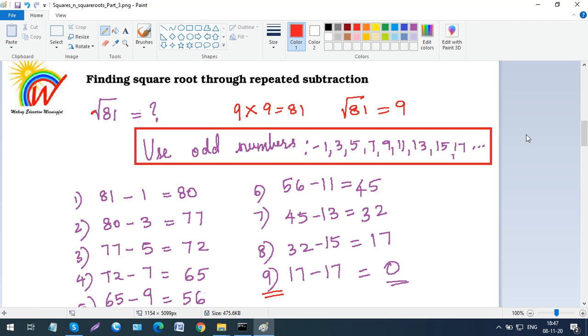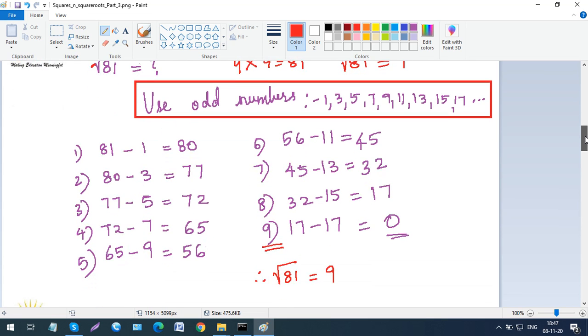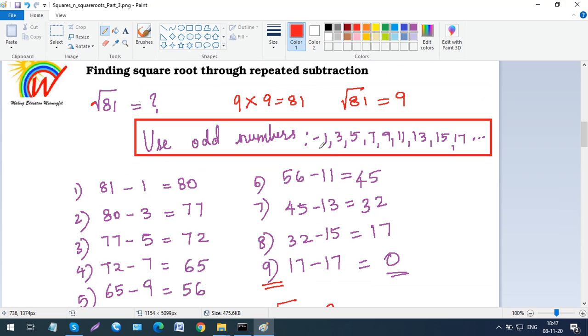But we will learn how to do this by repeated subtraction. For that we should know all the odd numbers starting from 1. We know the odd numbers, right? 1, 3, 5, 7, 9, 11, and so on.